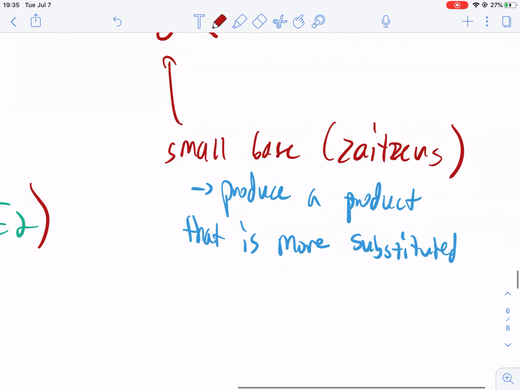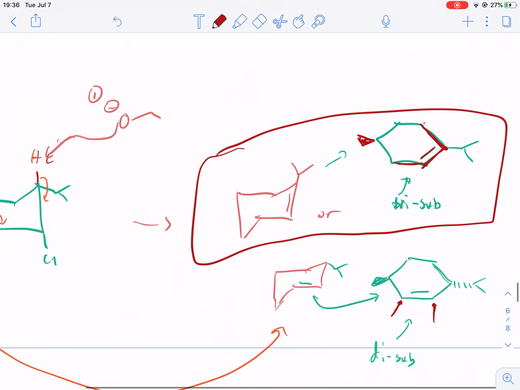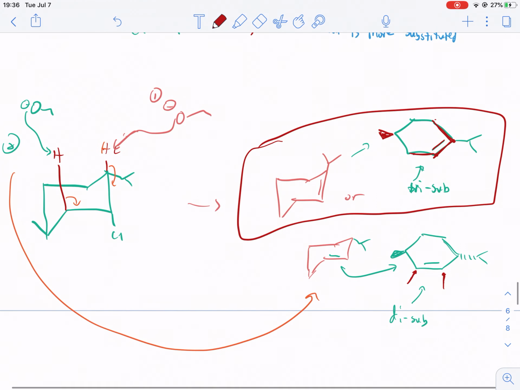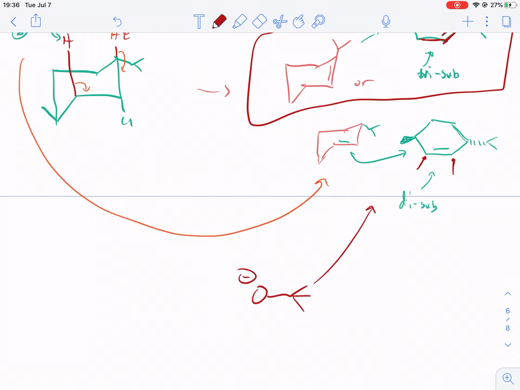Our base was small, Zaitsev's rule. Zaitsev's rule says if we have a small base, we're going to produce a product that's more substituted. So we have a tri-substituted product versus a di-substituted product. The tri-substituted product is going to be the major product, right? If this base was bigger, if this was a tert-butoxide, then the di-substituted product would be major because it's the less substituted, right? So small base, more substituted, big base, less substituted in the product, right?